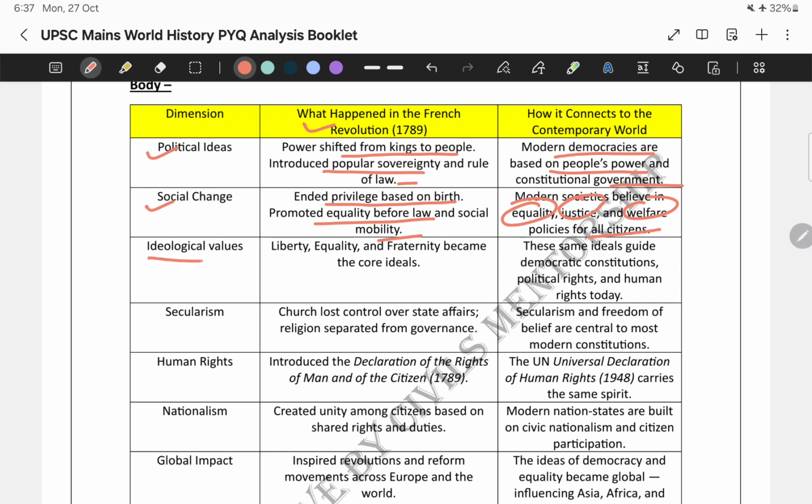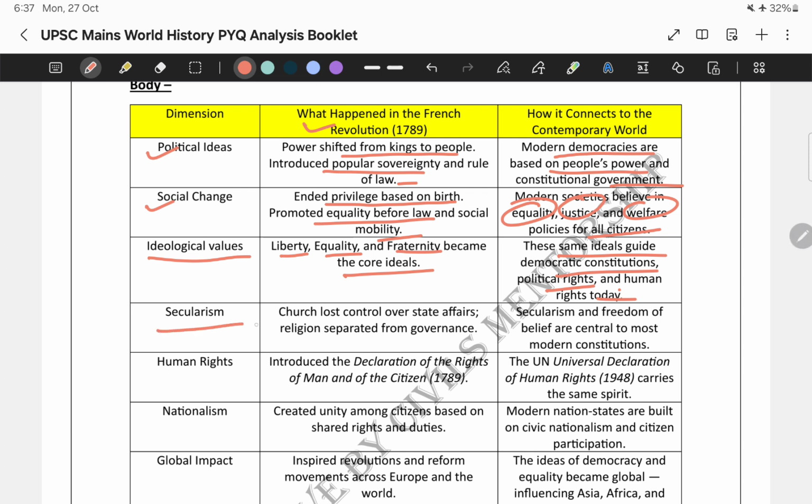Third dimension is ideological values. What were the ideals that were developed during the French Revolution? Liberty, equality and fraternity became the core ideals. See, in our preamble also it is mentioned. These same ideals guide democratic constitutions, political rights and human rights today. So this is how you can connect the ideals developed in the French Revolution to today's world.